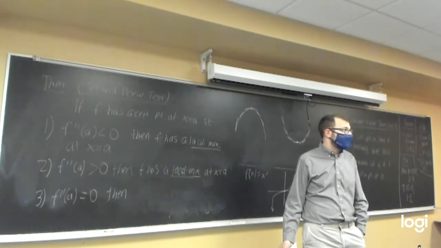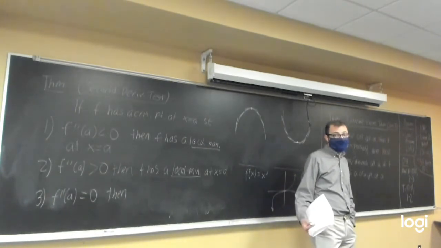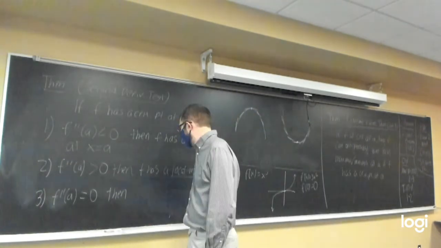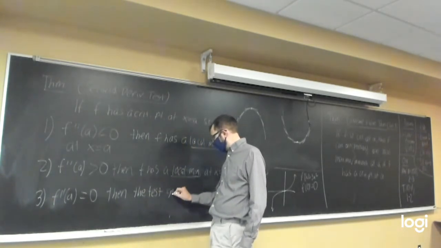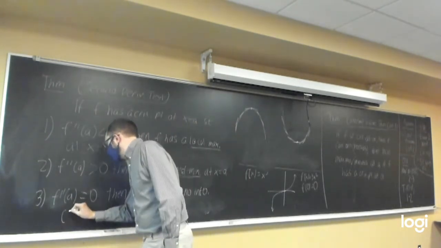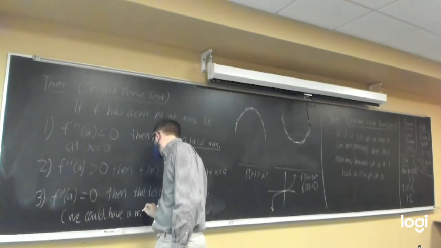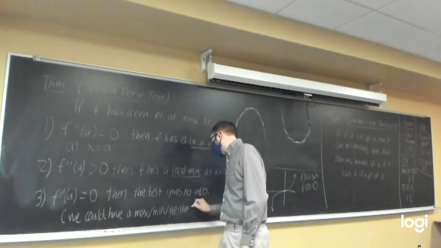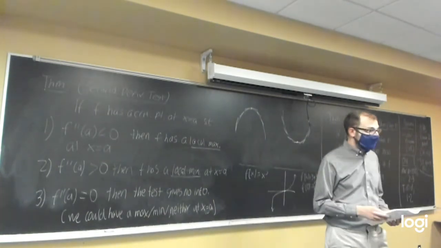Are we going to have one? Jim? No. It's a trick question. We don't know. It could or it could not. Then the test gives us no info. Meaning we could have a max or a min or neither at x equals a. Yeah, sorry. That was a bit of a tricky one.